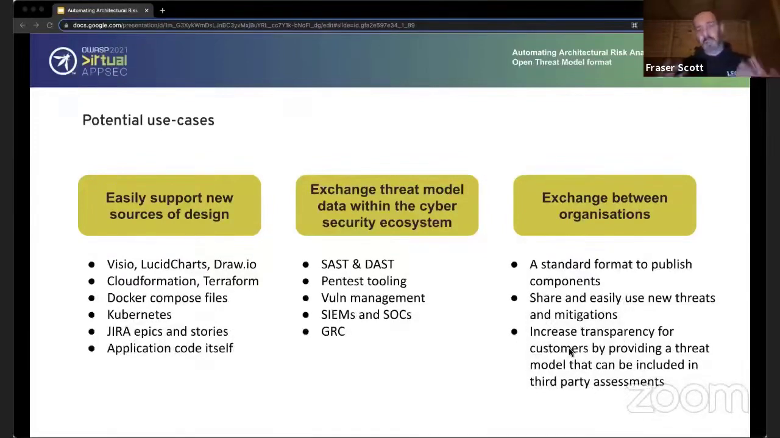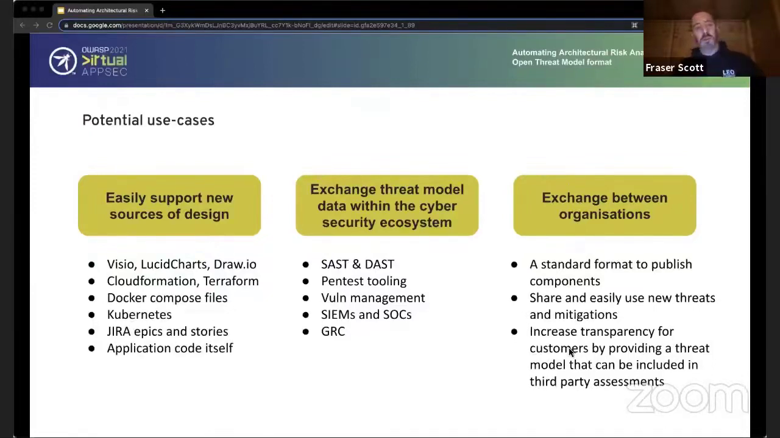CloudFormation, Terraform, obviously that stuff is sitting in code. That stuff we need to be able to keep up to date with. So if we can parse those sources of architectural information, we can threat model continuously and iteratively as well. And then there's a whole bunch of other stuff out there like Docker Compose, Kubernetes, Jira stories, and the application code itself. These different types of sources, you wouldn't want to have 10 different ways of threat modeling 10 different sources. You want to be able to bring this stuff in under the same roof, so to speak.